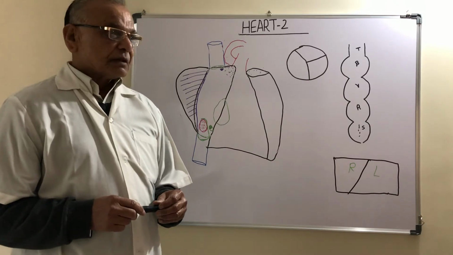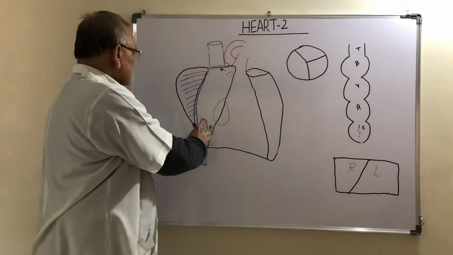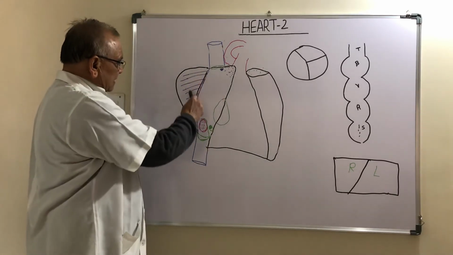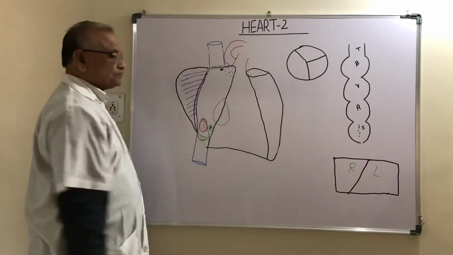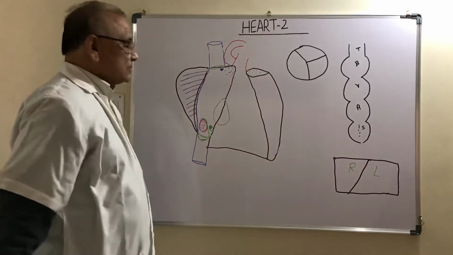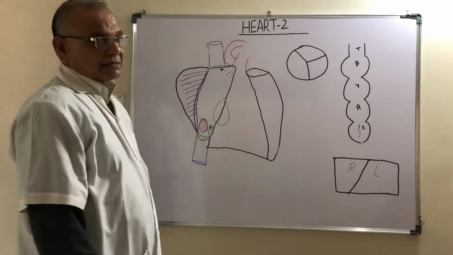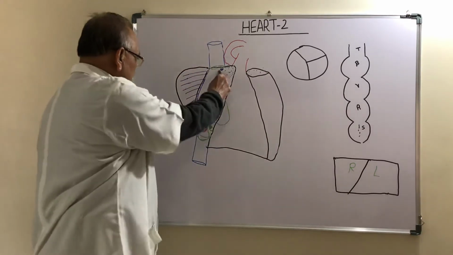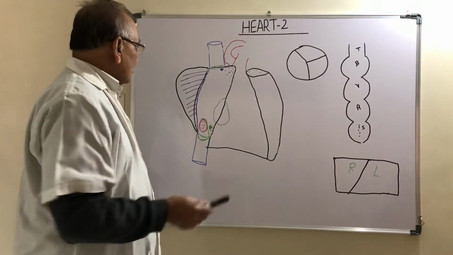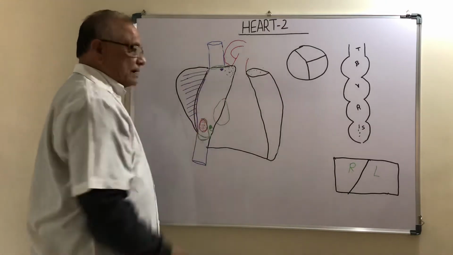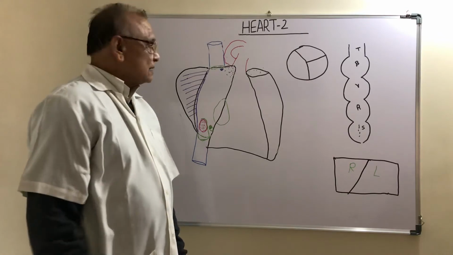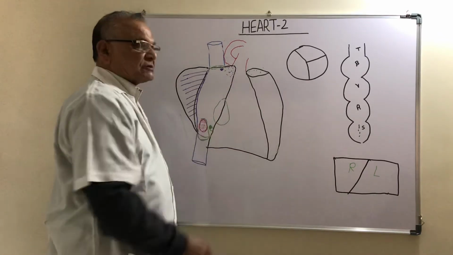So this crista terminalis divides the interior of the right atrium into two parts, anterior part and posterior part. The anterior part is rough because in the anterior part the muscular ridges are present. The posterior part is smooth, having no muscular ridges. Now the anterior part of the right atrium is called the pectinate part, and the posterior part is called sinus venarum.